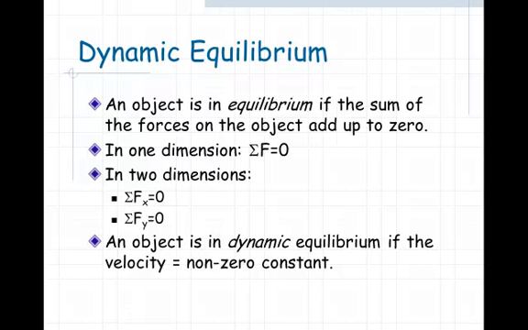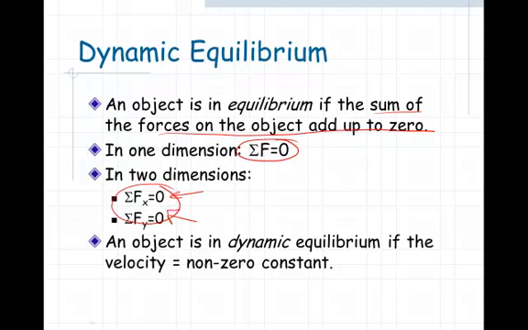An object is in dynamic equilibrium if, first of all, the sum of the forces on the object add up to 0. So in one dimension, Newton's second law would look like that. In 2 dimensions, Newton's second law would look like this, where the forces in the horizontal equal 0 and the forces in the vertical equal 0.